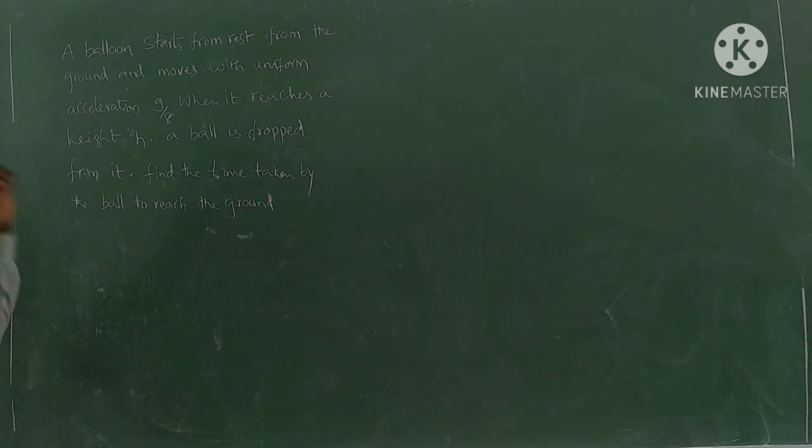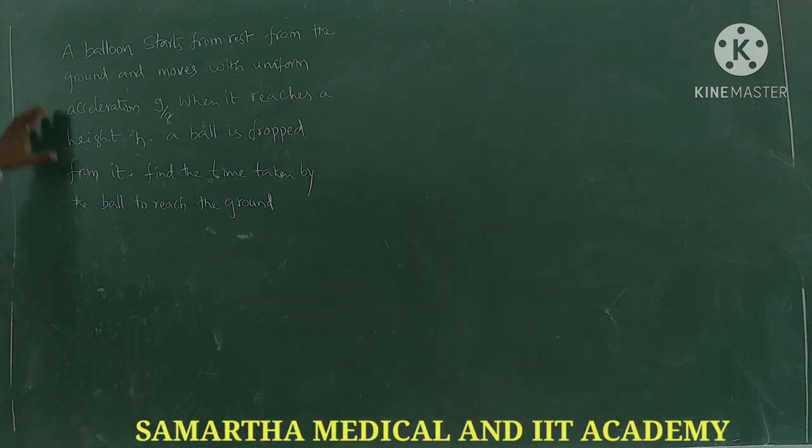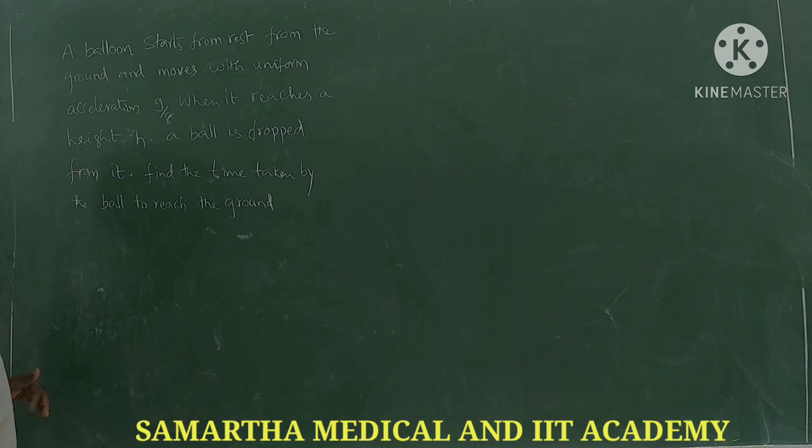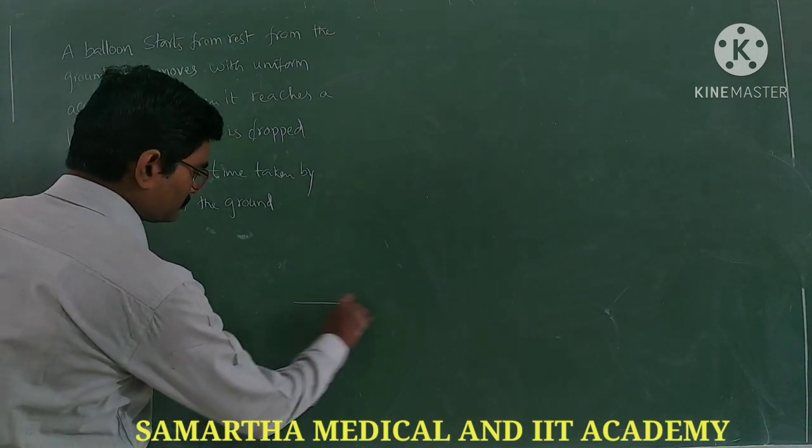Good morning. Next, there are problems on a ball vertically projected from the top of a tower. See here: a balloon starts from rest, moving from the ground, and moves with uniform acceleration g by 8. When it reaches a height h, a ball is dropped from it. Find the time taken by the ball to reach the ground.